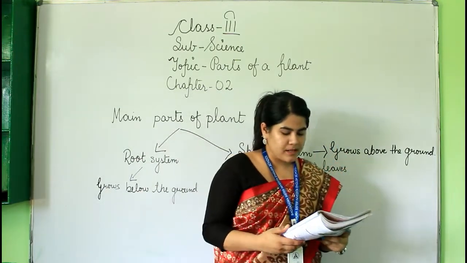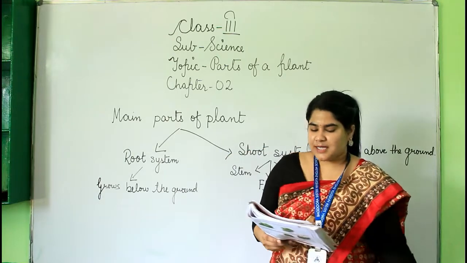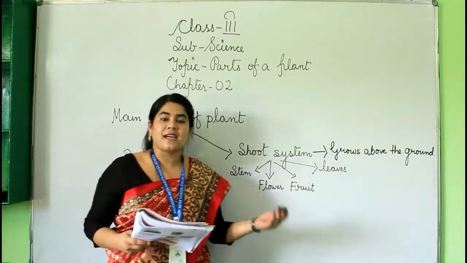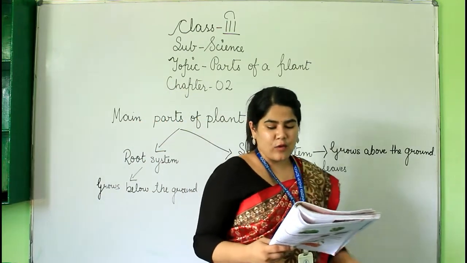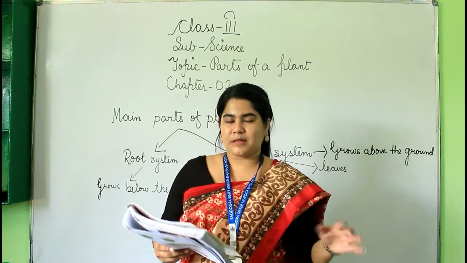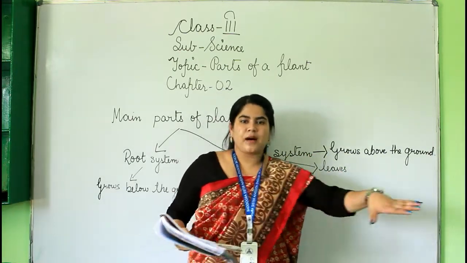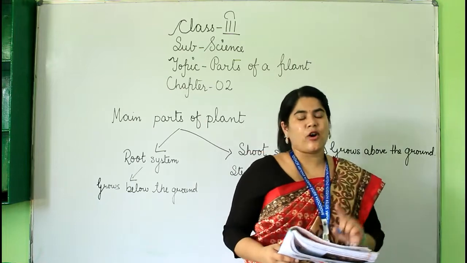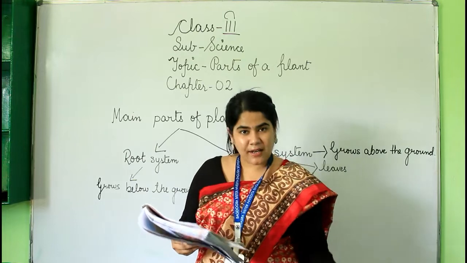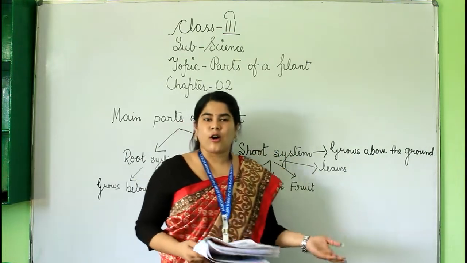Climbers are plants with weak stems that need some support to grow upright, for example, money plant and grapevine. Pumpkin and watermelon plants have very weak and soft stems. That is why they creep along the ground. They are called creepers. These plants creep along the ground as they grow.